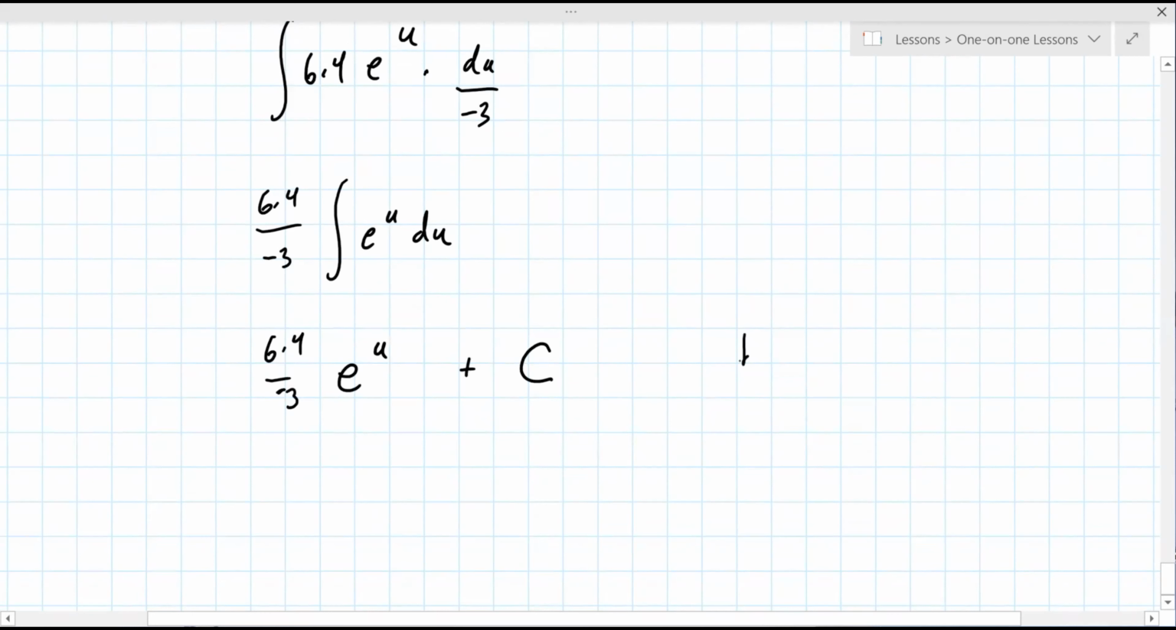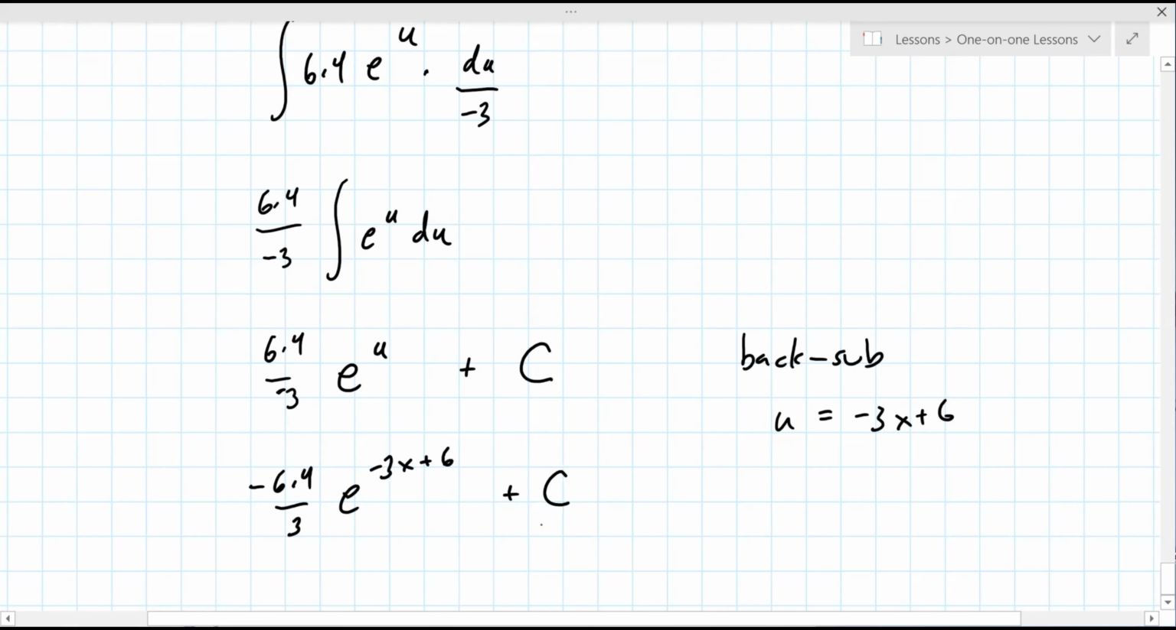Okay, and then you have to back substitute at this step. And your u is minus 3x plus 6. If you want, you can grab a calculator and try to simplify that. I don't know if it does simplify. You might just get another fraction. So I'll just write negative 6.4 over 3 e to the minus 3x plus 6 plus c. Don't forget that plus c when you're doing your exam. That's a critical thing for this class. Okay, so that's 42.